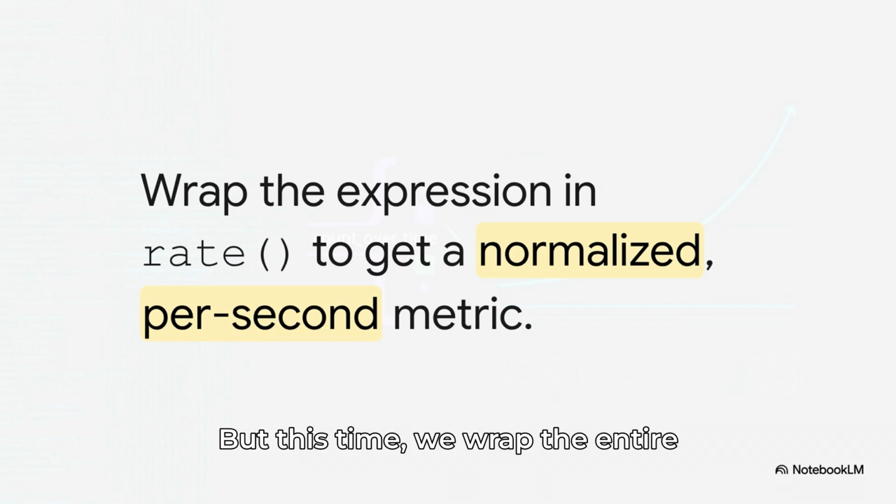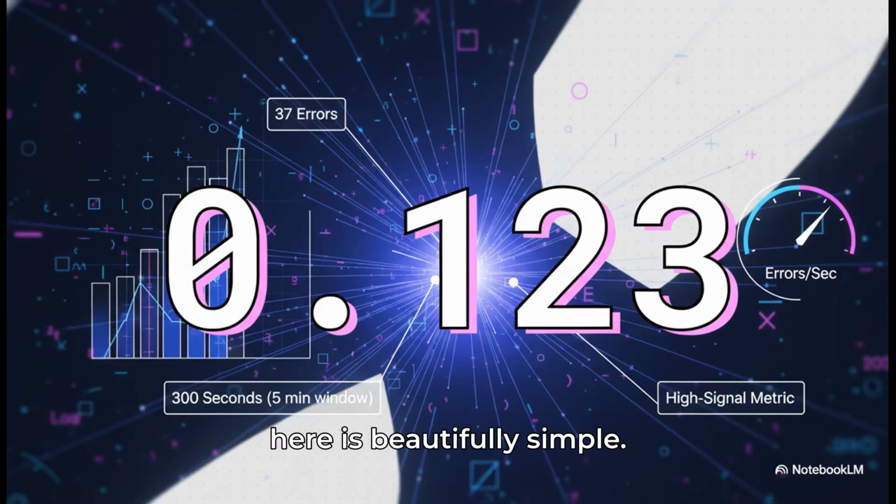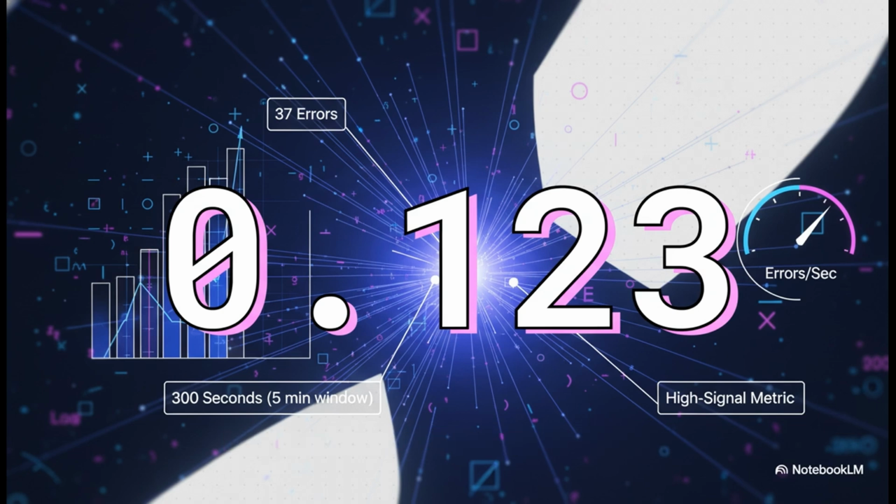But this time, we wrap the entire expression right inside the rate function. The math happening behind the scenes here is beautifully simple. Loki takes those 37 errors it found and simply divides them by the duration of the range in seconds. Since a 5-minute window is 300 seconds, 37 divided by 300 gives us exactly 0.123 errors per second. Now that is a high signal metric.